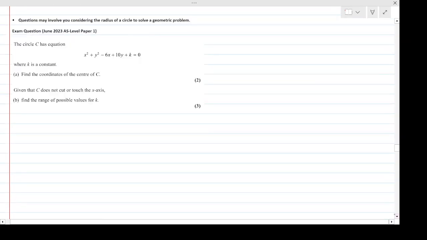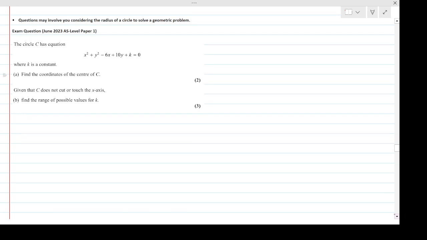So let's have a look at some exam questions then. Also with exam questions, yes, they will usually ask you to find the coordinates of the centre and the radius. However, they might then require you to consider it geometrically to solve a geometric problem, which we will go into with some examples here.